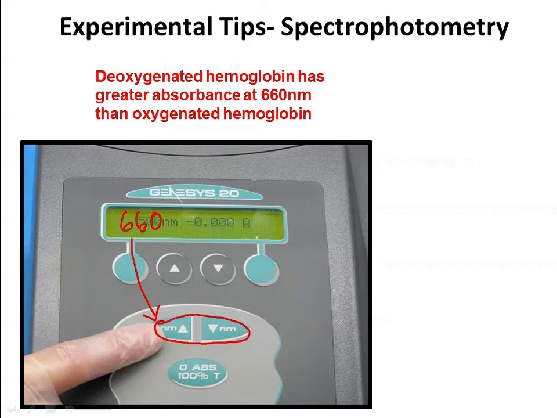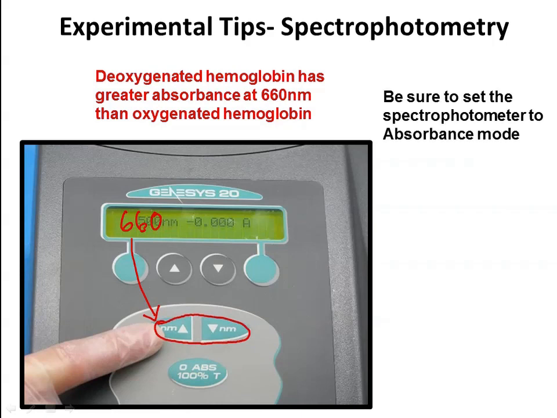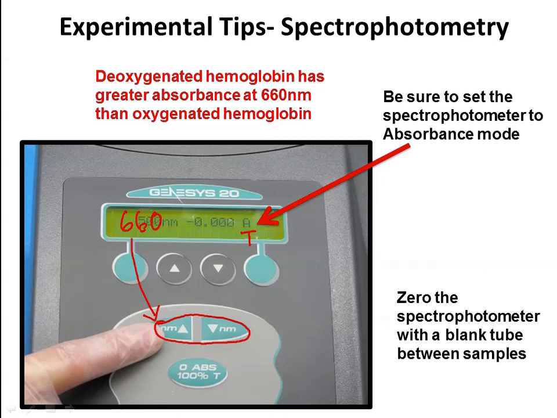The next important thing to remember is to set the spectrophotometer to absorbance mode. And if you're in the right mode, you'll see the A displayed here. One of the most common mistakes I see in the lab is that students are measuring transmittance instead of measuring absorbance. So if you see a T here instead of an A, you know you need to switch the spectrophotometer to absorbance mode.